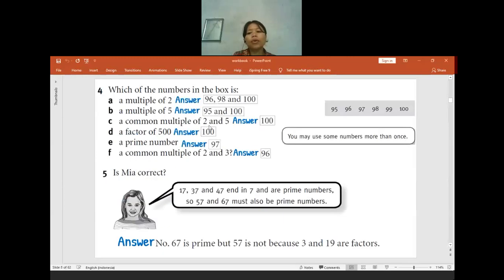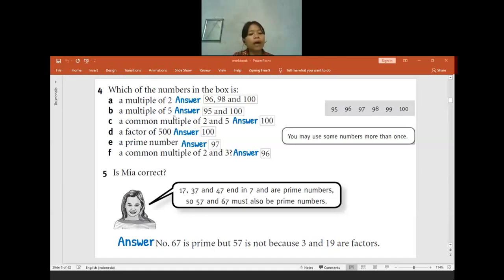Question 4 in here, we already have the list of these numbers given. So the numbers in here will be 95, 96 until 100. Now our job is to find the multiples of 2. For any number that is a multiple of 2, you can just observe the last digit. The last digit has to be an even number. If the last digit is an even number, the number is a multiple of 2. The numbers with an even last digit are only 96, 98, and 100. So the multiples of 2 are 96, 98, and 100.